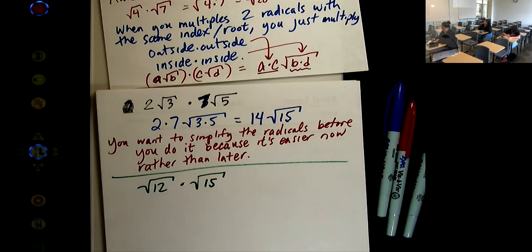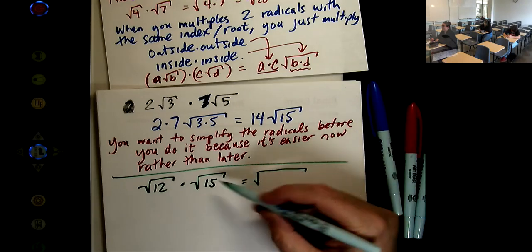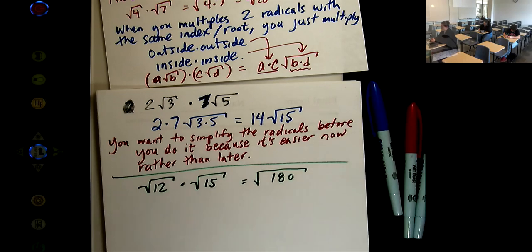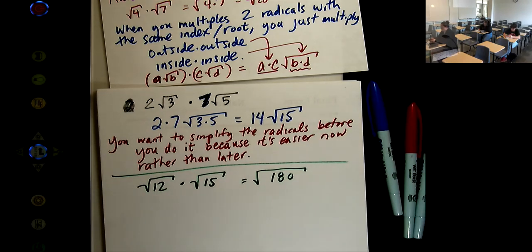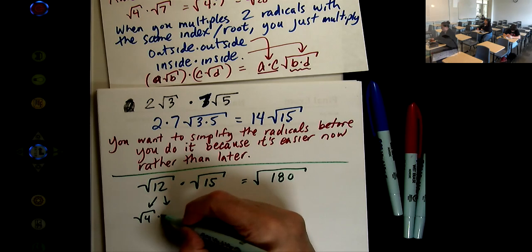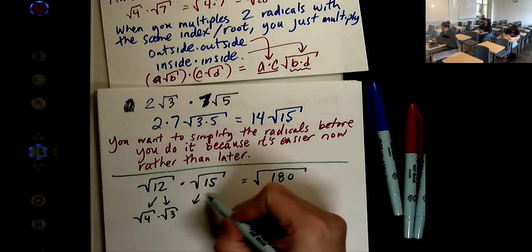If I try to multiply this, 12 times 15 is 180. Factoring 180 is a pain. Factoring 12 and factoring 15 is not. Well, 180 is not too bad because it ends in a 0. But I can see right away, this is the square root of 4 times the square root of 3, and this is the square root of 3 times the square root of 5.